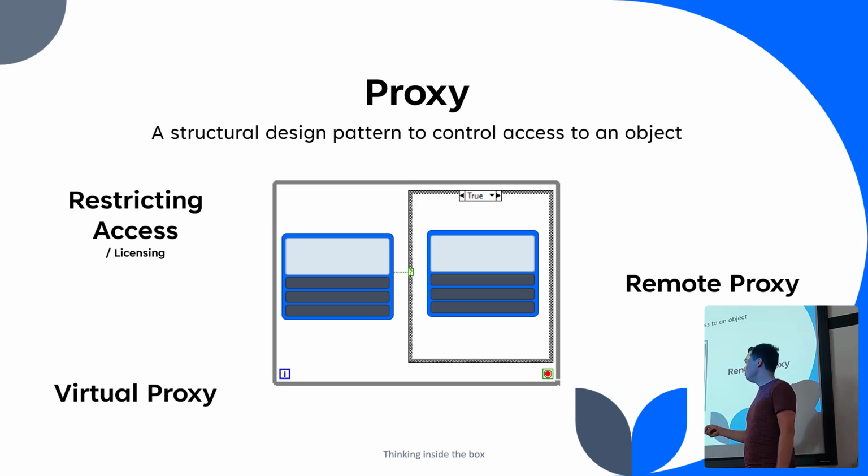Another is a virtual proxy. Let's think of creating a cache in memory. If you have a really heavy load, a function that takes maybe a minute to execute, you might just want to execute it once and keep the result in memory. And then the next time that function is called, just take it from the cache and display it to the user straight away.